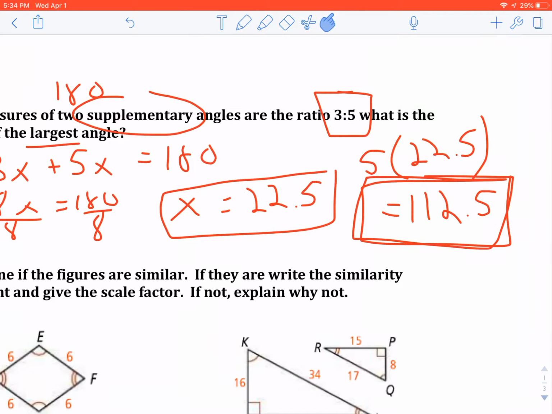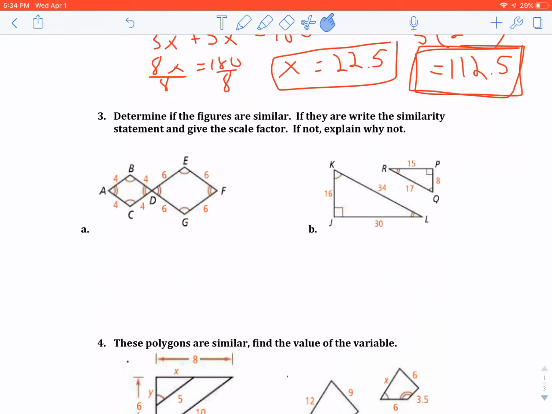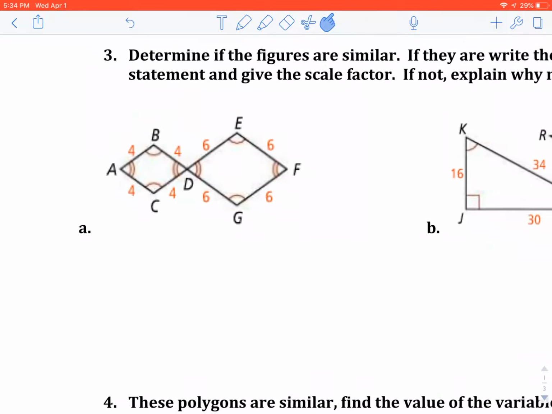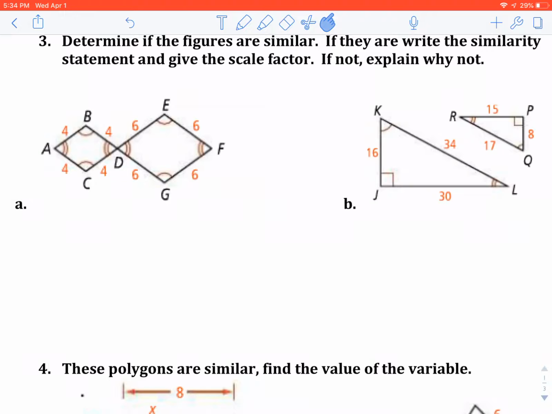Okay, keep moving on. I had questions for both A and B for number 3, so we'll take a look at A first. The directions are saying to determine if the figures are similar. If they are, write the similarity statement and give the scale factor. If not, explain why. Well, to be similar, you need to know that all the sides that correspond are proportional, or give you the same scale factor, or really produce the same fraction. And you need to know that all the corresponding angles are congruent.